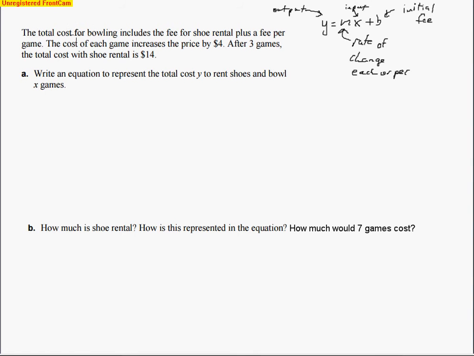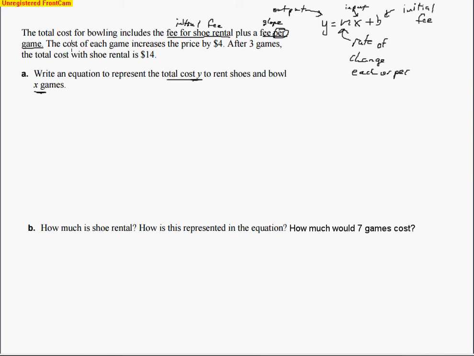And it says the total cost for bowling includes the fee for the shoe rental. So that's the initial amount. Initial fee right there. Plus a fee per game right there. You see the word per. So fee per game. Notice here it says total cost y, that's the fee, x games. See right there, games. So this is the slope. And so that's what I'm looking for.